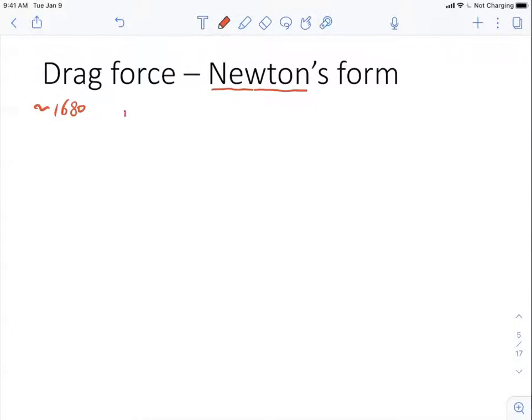So the drag force in Newton's form is written as 1/2 rho_F V_R squared A_P and C_D. It's basically multiplying a lot of terms together to calculate this drag force. So I can write out the meanings for each term, right? The rho_F here is the fluid density.